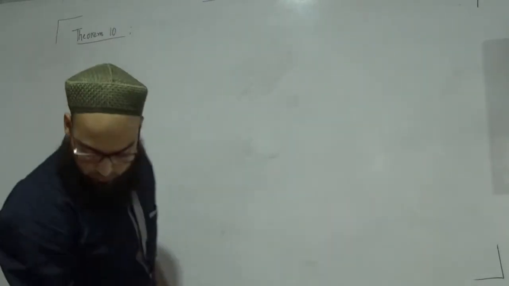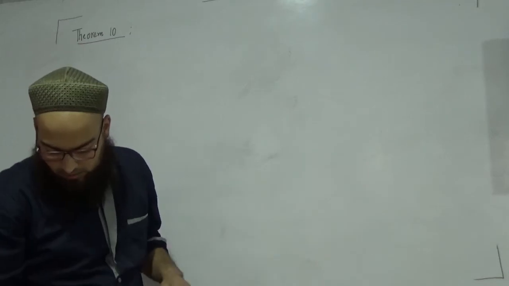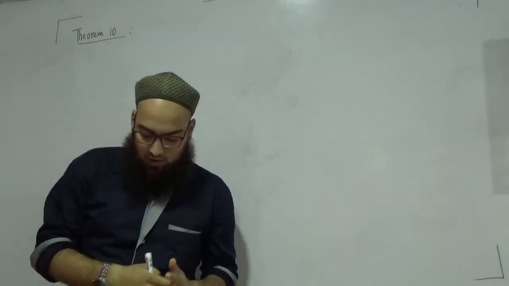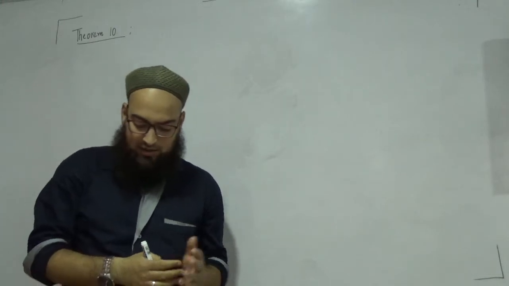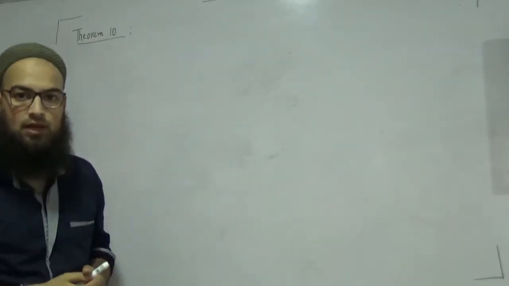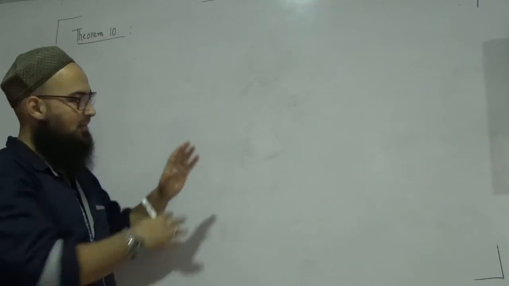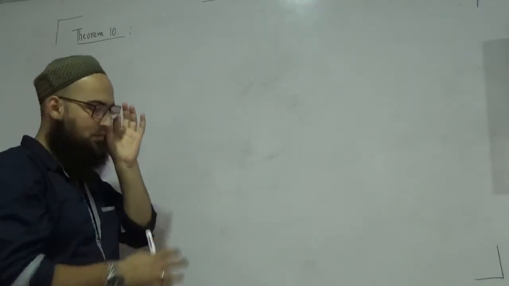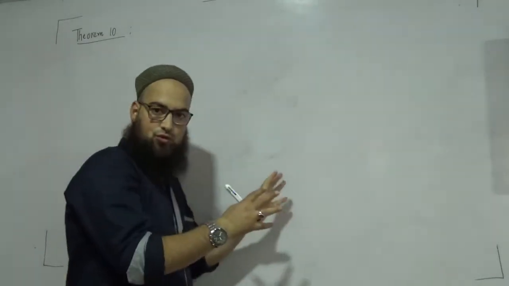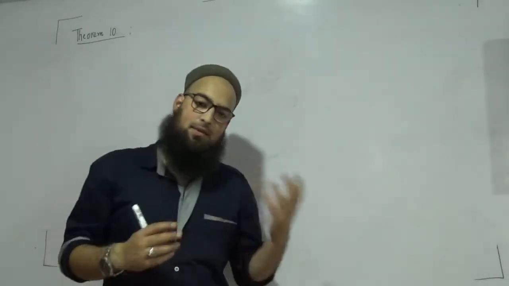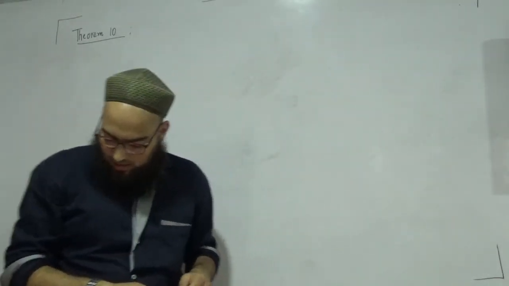Let us have one more theorem. Theorem 10.2 says if the angles subtended by the chords of a circle at the center are equal, then the chords are equal. Now it's the converse of 10.1. You can do it easily by the same logic, by the same procedure. Make two triangles, then prove they are congruent. Then by CPCTC you will get the result.